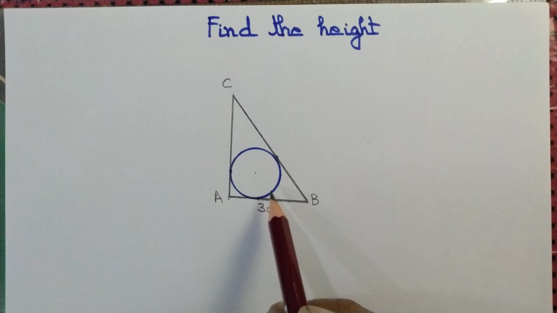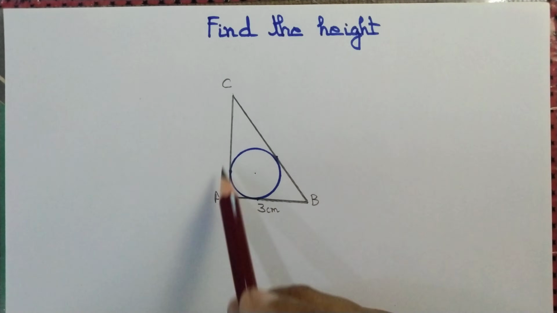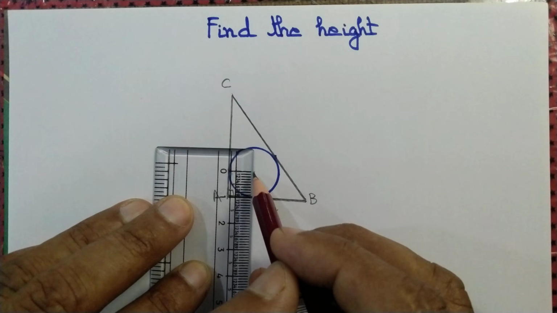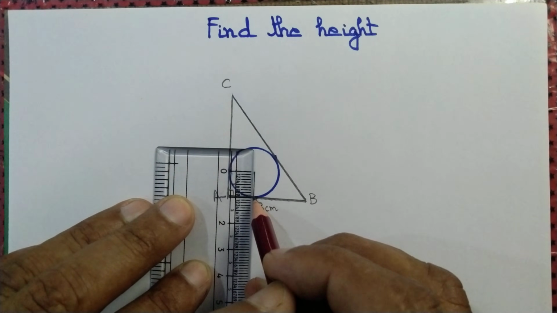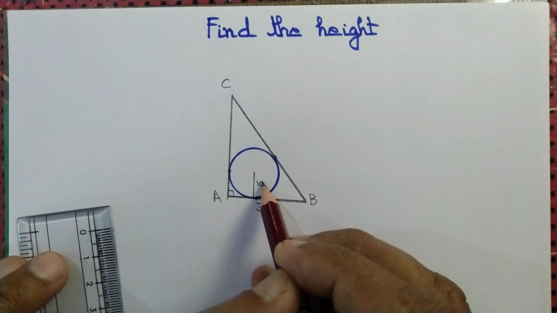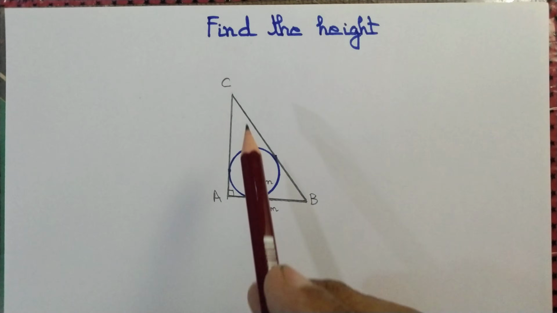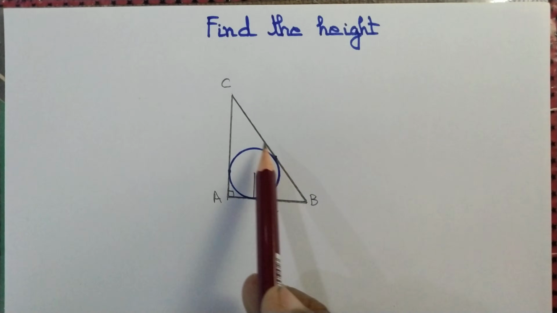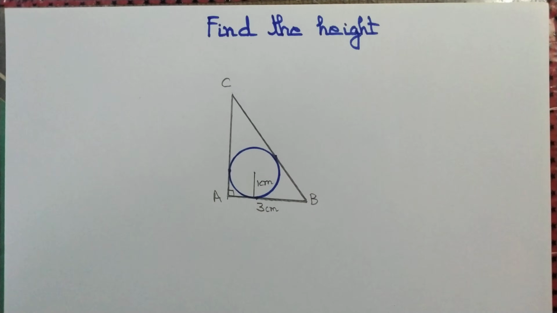Further, we got a circle, the blue one, that lies exactly inside this triangle ABC, and it turns out that the radius of this circle equals 1 centimeter. Once again, we got a right angle triangle with base measuring 3 centimeters. Inside that right angle triangle, we got a circle of radius 1 centimeter. The circle exactly fits inside this triangle.